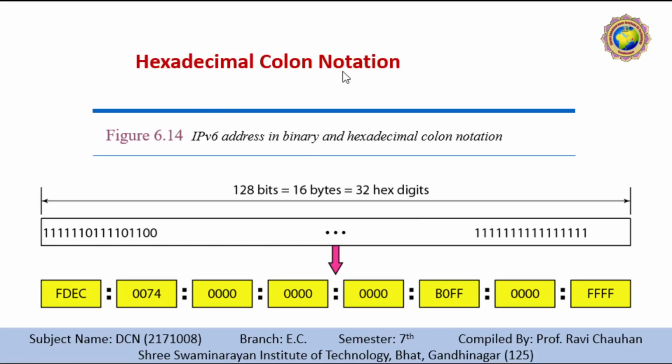And hexadecimal colon notation. To make our addresses more readable, IPv6 specifies a hexadecimal colon notation. In this notation, 128 bits is divided into 8 sections, each 2 bytes in length. 2 bytes in hexadecimal notation requires 4 hexadecimal digits. Therefore, the address consists of 32 hexadecimal digits with every 4 digits separated by a colon.